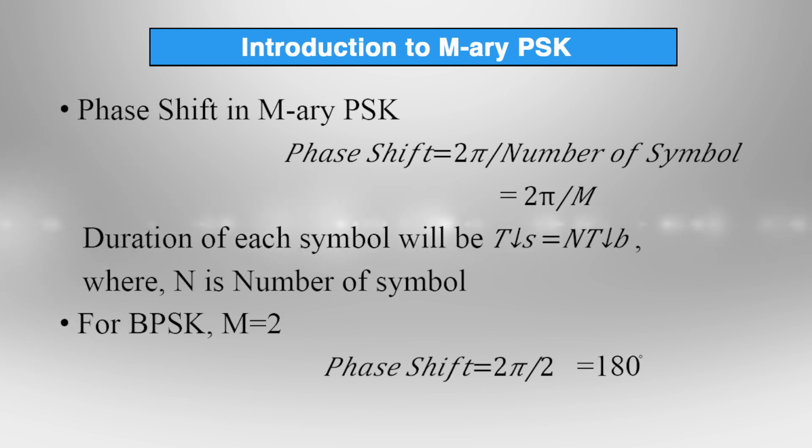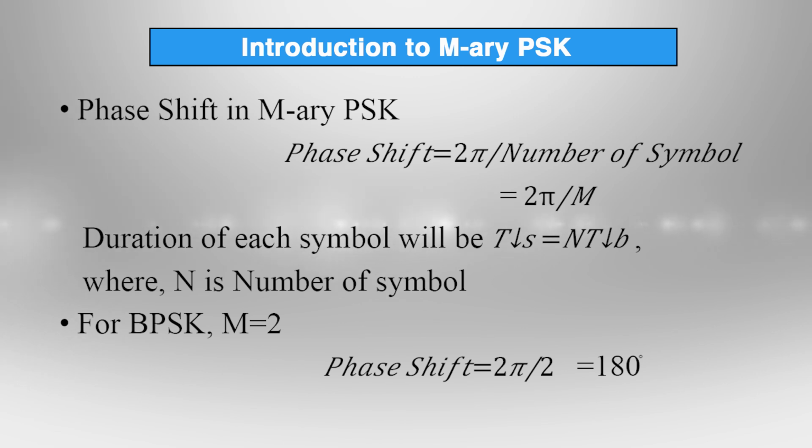Now, let us see the phase shift of M-ary PSK. The general formula for M-ary PSK is given by phase shift is equal to 2 pi upon number of symbols, or 2 pi upon capital M, where M represents the number of symbols and duration of each symbol, that is Ts, is equal to n times of Tb, where n represents the number of bits transmitted in one symbol and Tb represents the bit duration.